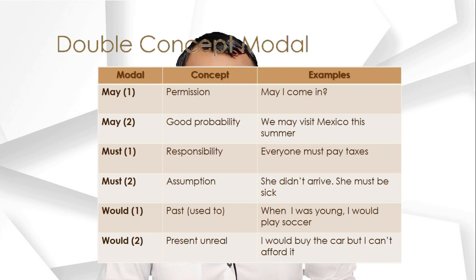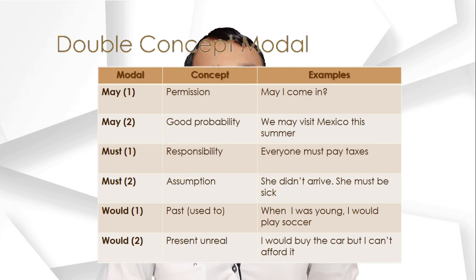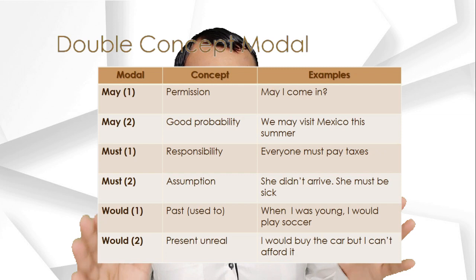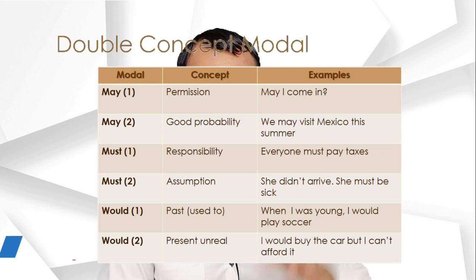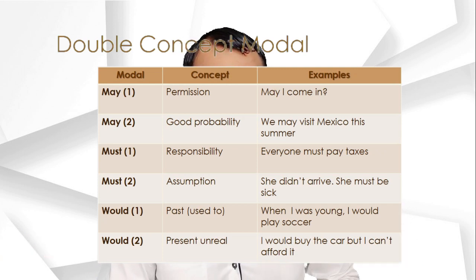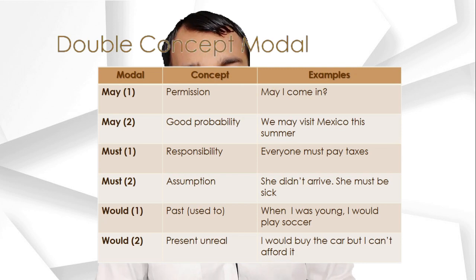Then the second concept, second meaning of the modal must: she didn't arrive. She didn't arrive. She must be sick. This is an assumption, not sure, it's just an assumption that she didn't arrive. She must be sick. So we used must, just expressing assumption. That is the usage of the second meaning of must.